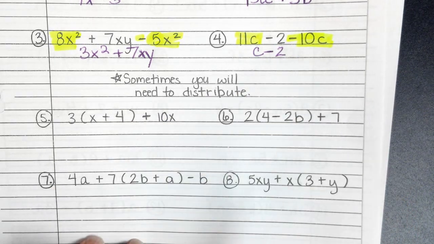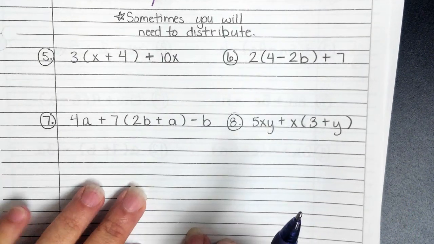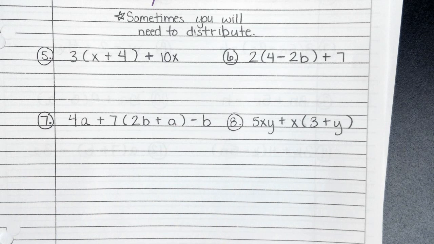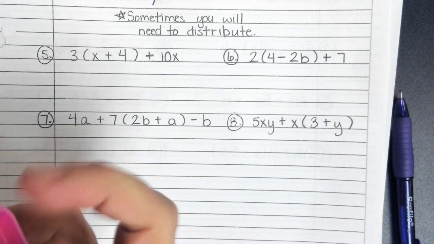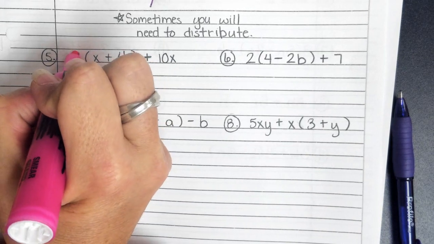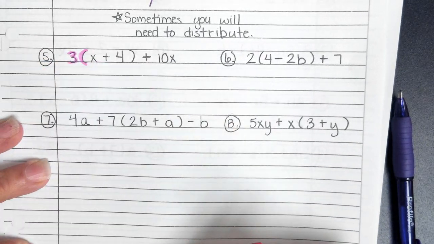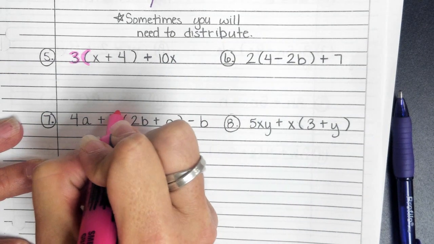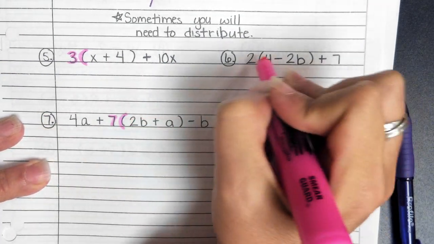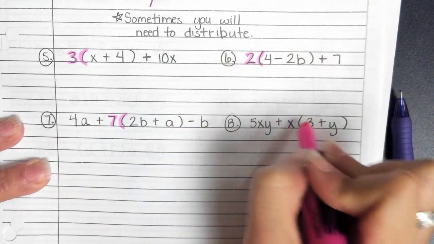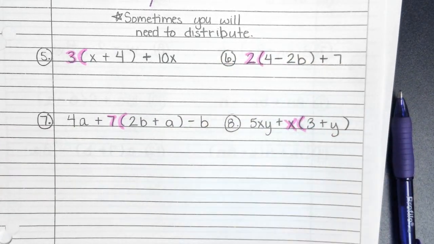Okay, so let's look at the bottom part. This is where they want you to distribute. Here's the key to this. They told you distribute. But I need your brain to start being able to find distributive property. So, the reason these are distributive is honestly because this 3 is up against that parenthesis, and that 7 is up against that parenthesis. That means multiply. This is why it is distributive property.